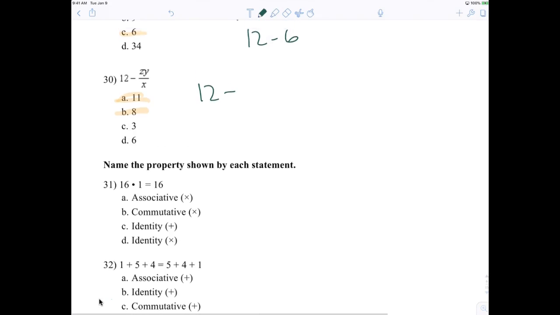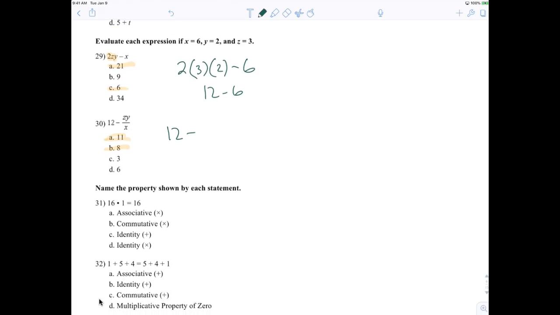12 minus, what's Z? 3 times, what's Y? 2. Divided by X. You see that? What do I do first? 3 times 2 is 6. 6 divided by 6 is 1. 12 minus 1. You see it now, right? All right, good.